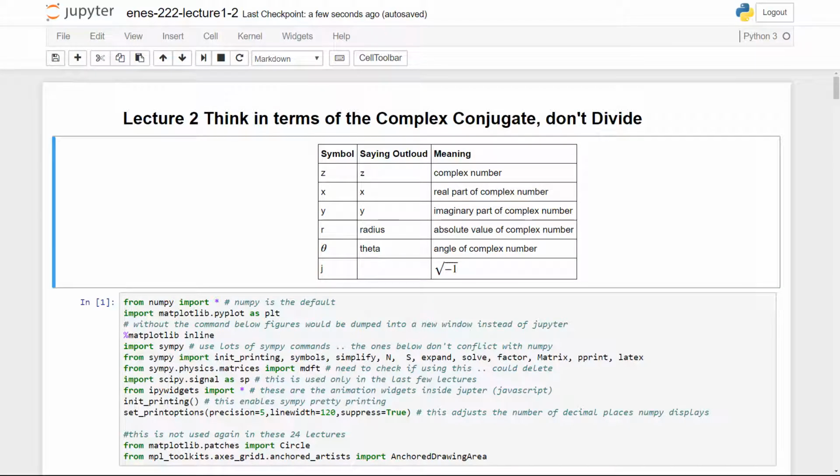Think in terms of the complex conjugate. Don't divide. We're going to use z as a complex number. We can express it in two ways. In rectangular form, it's going to be a real part x and an imaginary part y. In polar form, z is going to have a radius and an angle theta. We're going to use lowercase j as the square root of -1.